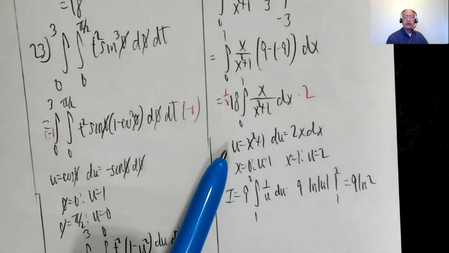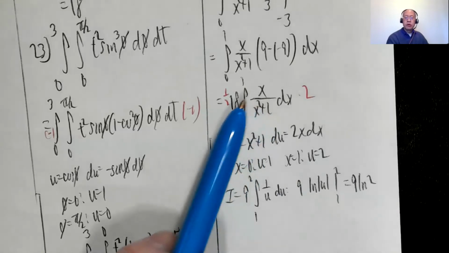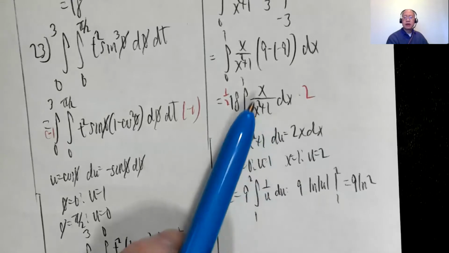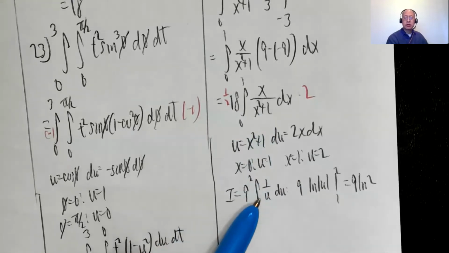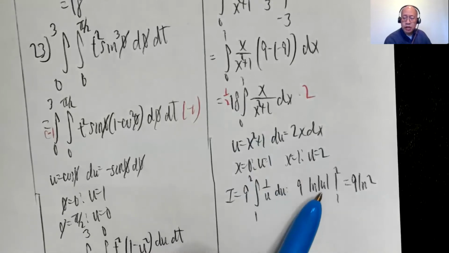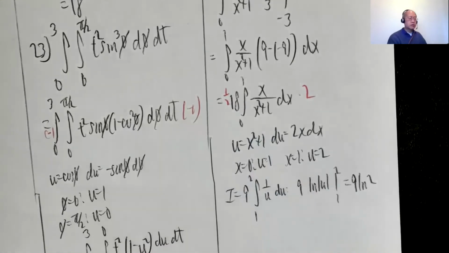So I have 1/2 times 18 is 9. Integral of 2x dx is 1 over u. And then, sorry, that's du. And then 1 over x squared plus 1 is du. That's 9 ln absolute value of u from 1 to 2. Plug in 1, you get 0. Plug in 2, 9 natural log of 2.